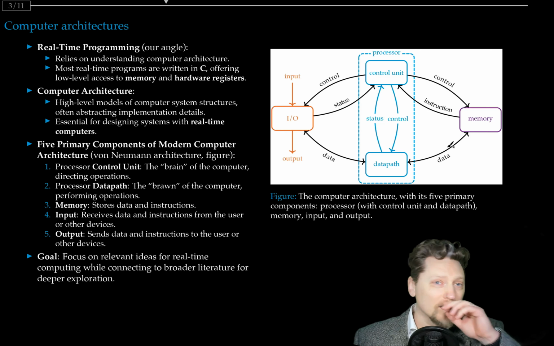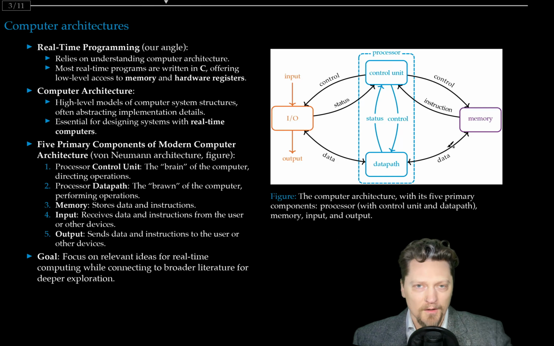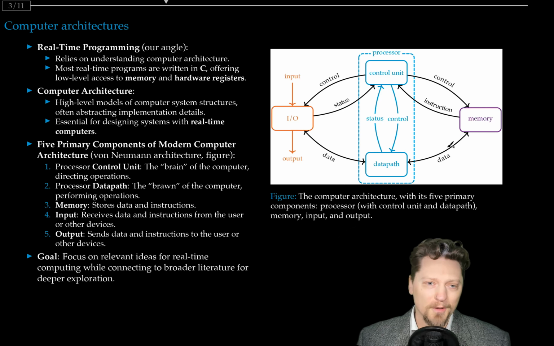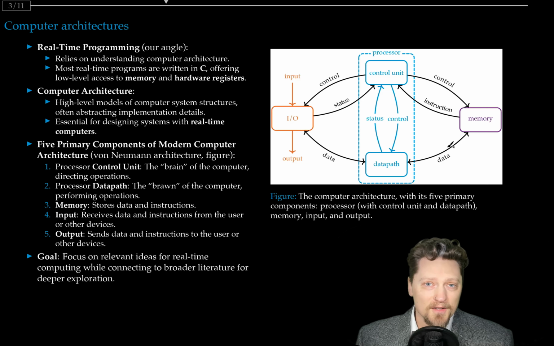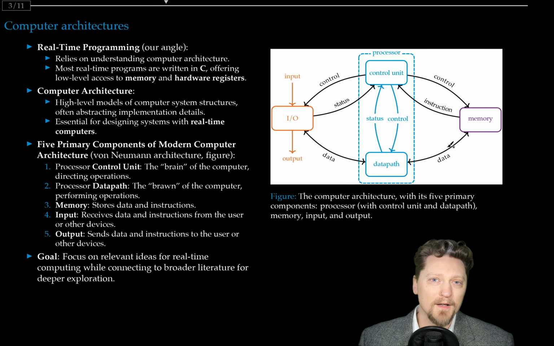All right, computer architectures, kind of an overview. Why we're interested, because we're doing real-time computing here, right? So real-time programming, this is our angle. It relies on understanding computer architecture. If you don't understand the computer architecture, it's going to be very difficult to write effective real-time programs. Most real-time programs are written in C, as we've discussed, offering low-level access to memory and hardware registers. So that's part of why we use C.